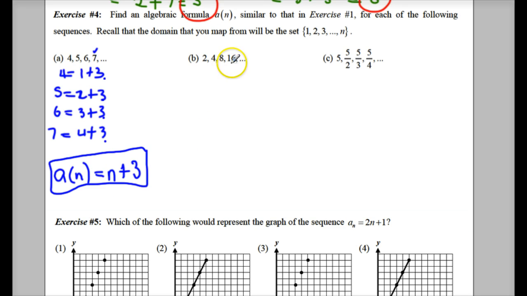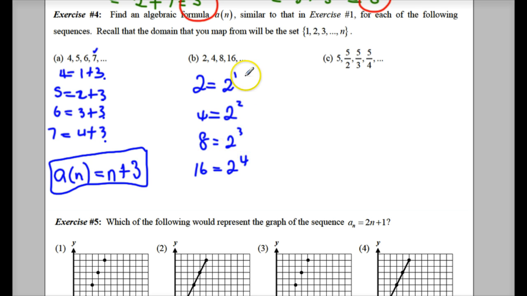2, 4, 8, 16. What do you notice? 2 is actually 2 to the first, 4 is 2 to the second, 8 is 2 to the third, 16 is 2 to the fourth. So they're all base 2 raised to some kind of power. How is this power related to where they are? So this is my first, second, third, fourth. So I can write this as a_n is equal to 2 to the nth power. You just have to be able to identify the pattern.